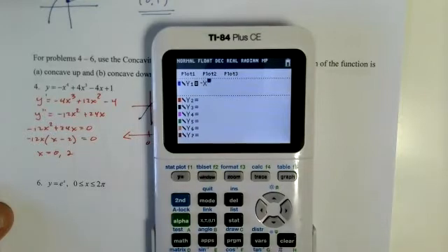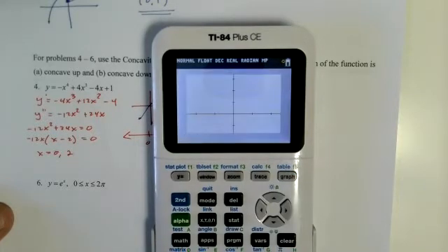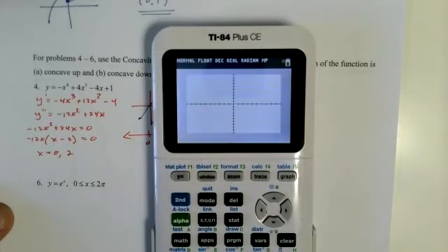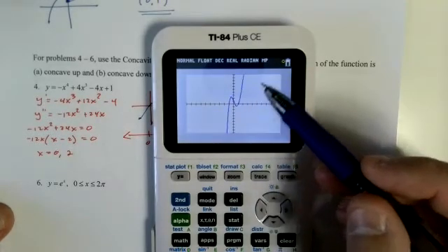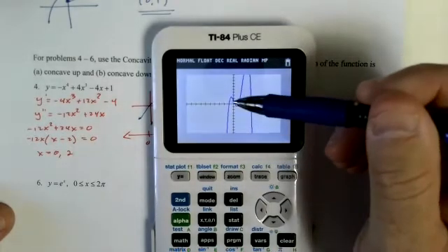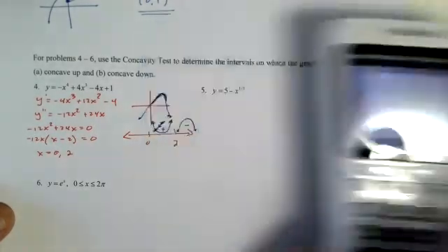Negative x to the fourth plus 4x to the third minus 4x plus 1. I was going to say I should zoom it, but well, I have to. It's negative x to the fourth, so it's going to come from down below. It's got a hump, but it's going to come back down eventually. Interesting. So concave down, concave up, concave down.